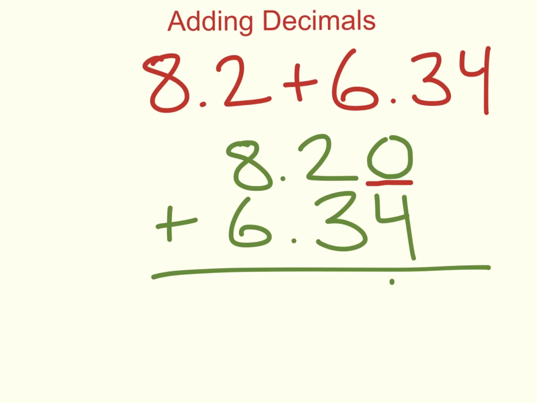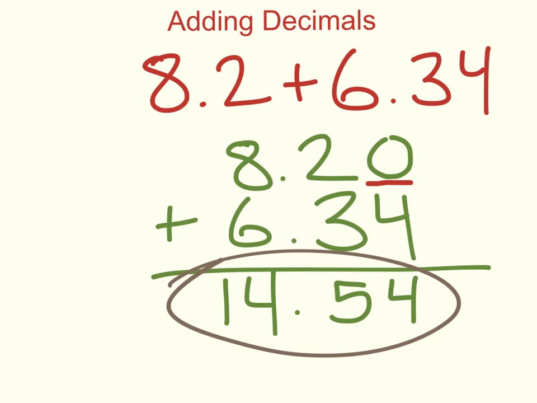0 plus 4 is 4. 2 plus 3 is 5. I drop my decimal down. 8 plus 6 is 14. And that's my answer. Well done.